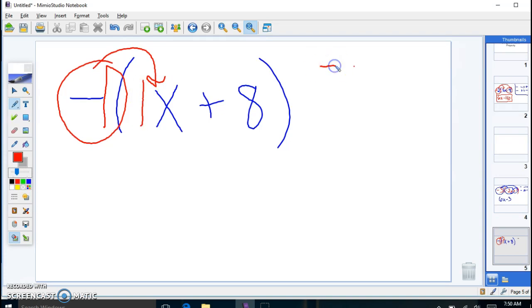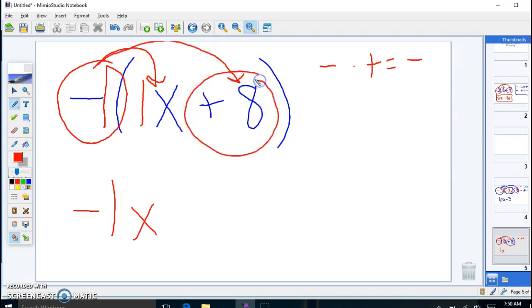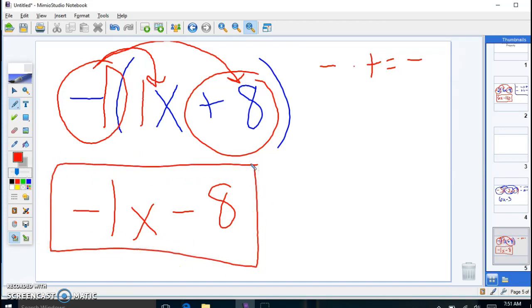And we know that a negative times a positive is equal to a negative. So a negative 1 times positive 1 is negative 1. Place the x behind it. We also have a negative times a positive 8. And again, a negative times a positive is a negative. So we have minus 8. So now that there's only one item that has an x behind it and one that's a constant, just a number by itself, we have a simplified result, negative 1x minus 8.